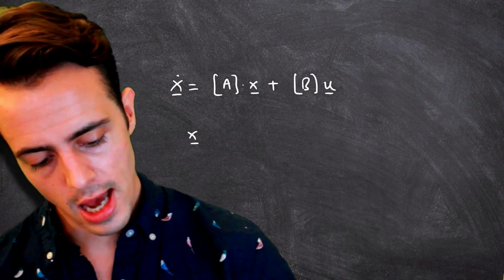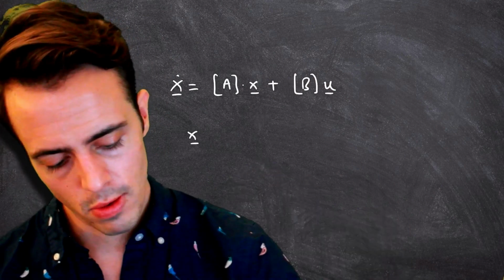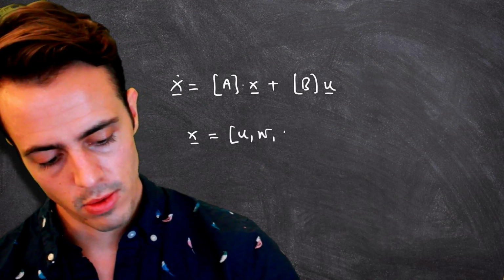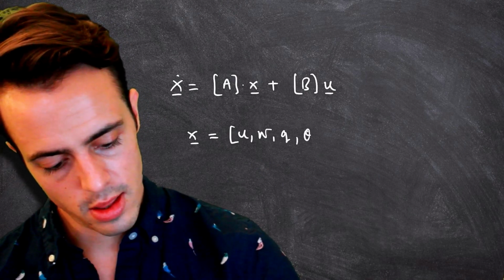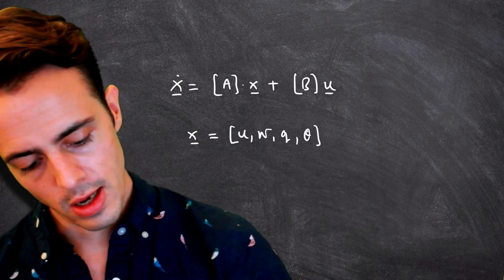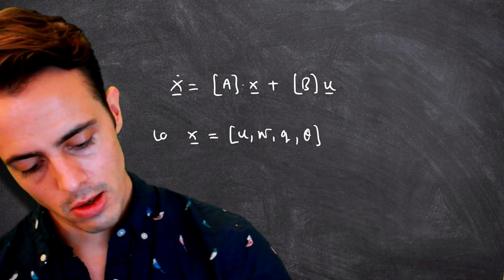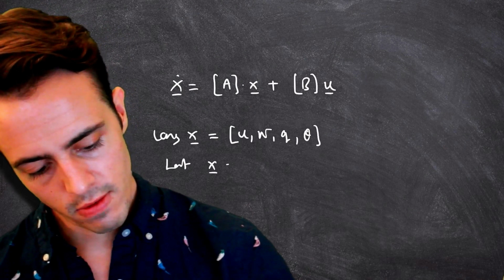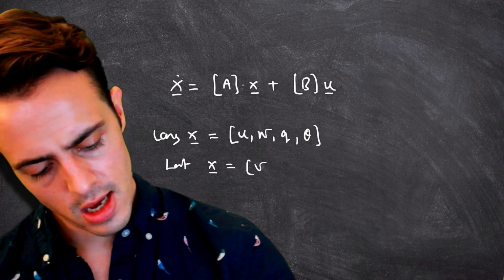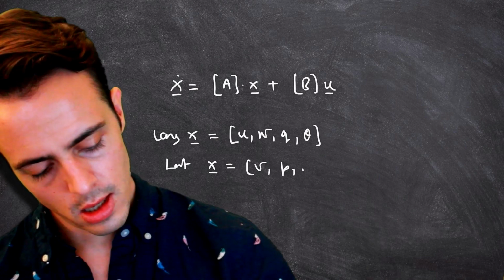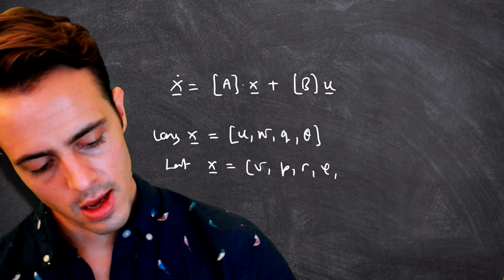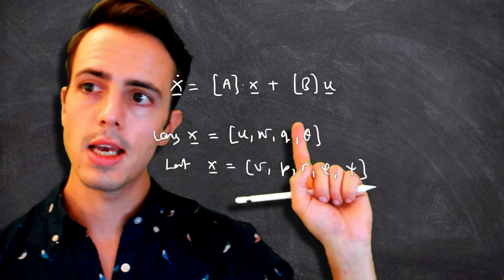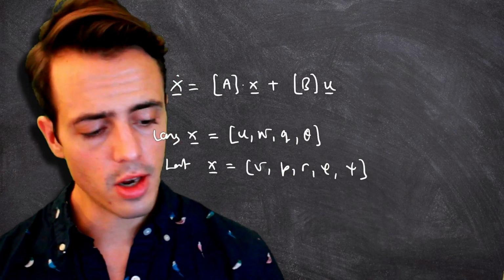So the x vector for our longitudinal equations of motion is perturbational u, perturbational w, q, and theta. So this is for, let's put this down here, let's say longitudinal. And then for the lateral directional, our x vector is v, p, r, phi, and psi. And then we develop different matrices for A and B. And now we're actually going to do some stuff with them.